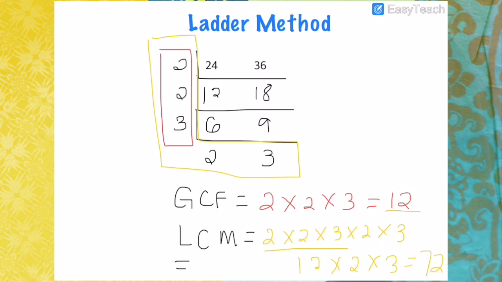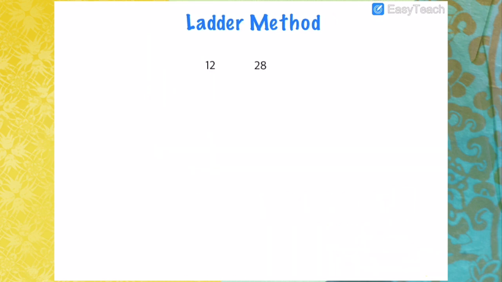Now let's proceed to another number. For example, 12 and 28. Again, we start by drawing our steps in our ladder. 12 and 28 are divisible by 2, so we divide them by 2 first. 12 divided by 2 is 6. 28 divided by 2 is 14. Then we continue to divide. 6 and 14 are still divisible by 2. 6 divided by 2 is 3. 14 divided by 2 is 7. Since 3 and 7 are prime numbers, then we stop at 3 and 7.